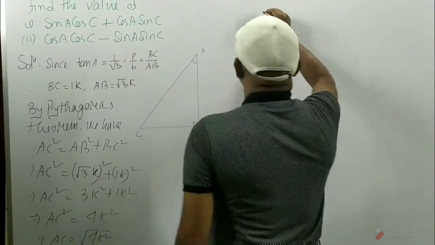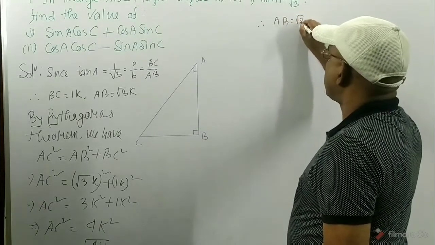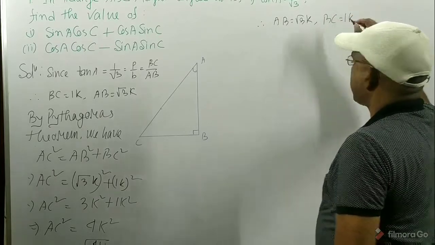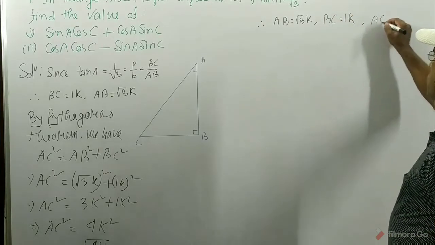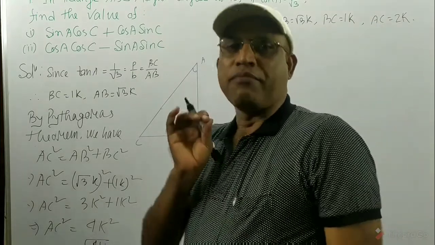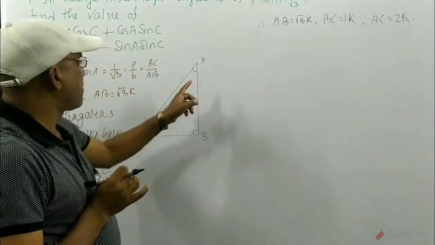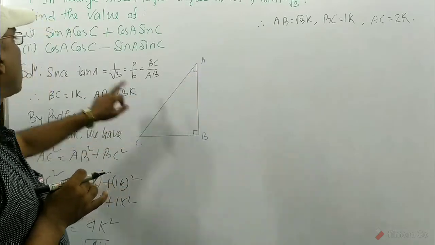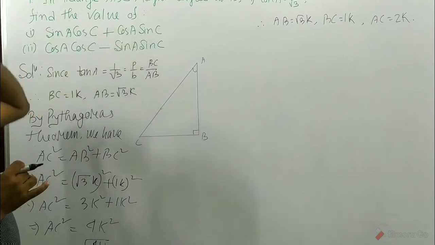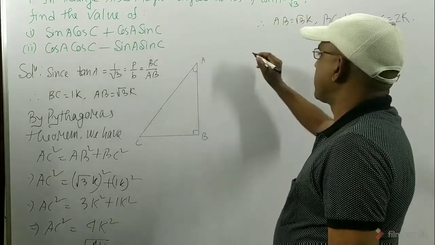Therefore we get AB equal to root 3K, BC equal to 1K, and AC equal to twice K. These are the values of AB, BC, AC. Now first you have to find sin A and cos A. Here sin A, cos C, cos A are given. First you find angle A.